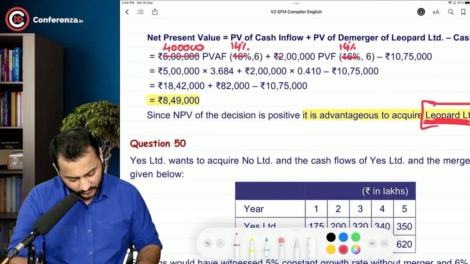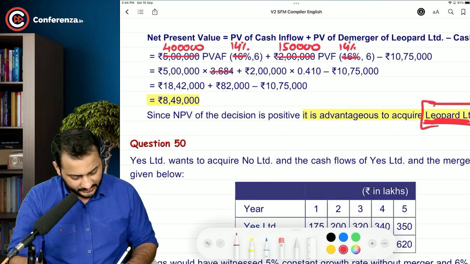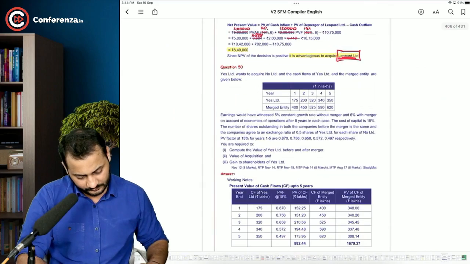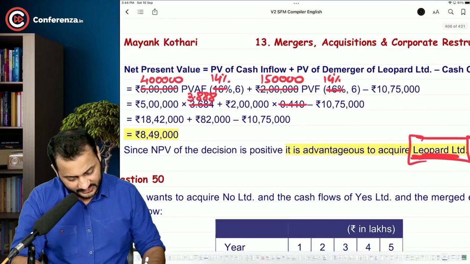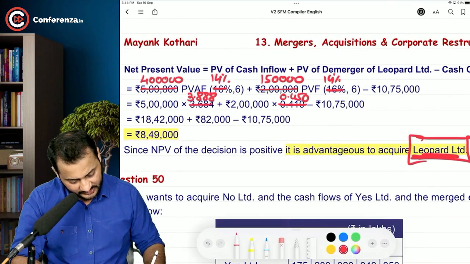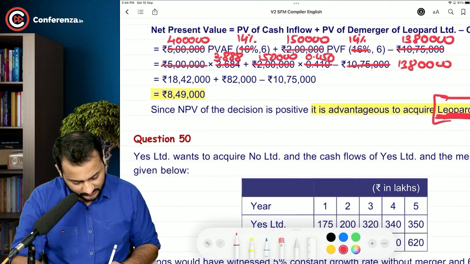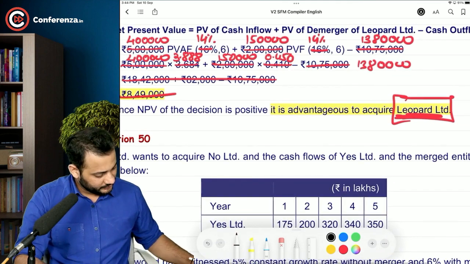And instead of 2 lakh, it will be sold at 1,50,000. So instead of 3.684, it will be 3.888, and this will be 0.456. The 6th year's factor is 0.456. Instead of this, it will be 13 lakh 80,000, 13 lakh 80,000. This will be 1 lakh 50,000, 4 lakh, and I will just remove all this and write down the new figures.